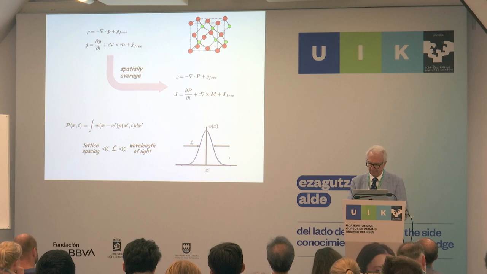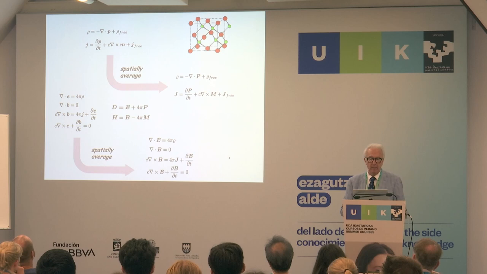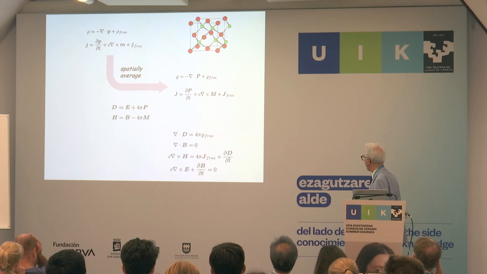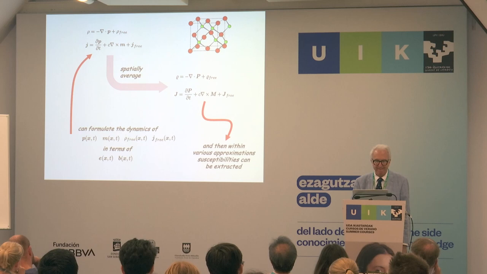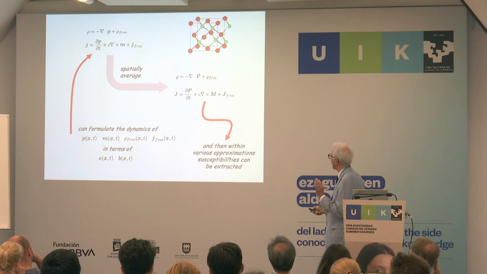Well, and then we can, of course, spatially average the microscopic Maxwell equations, and we get that, okay? And if we define D and H in the usual way, then we get the macroscopic Maxwell equations like this, with the free charge and the free current density as well as H and D in here. Okay. Now, back at this level, we can formulate the dynamics of these microscopic polarization, magnetization, charge and current in terms of E and B, not phi and A, but in terms of E and B.